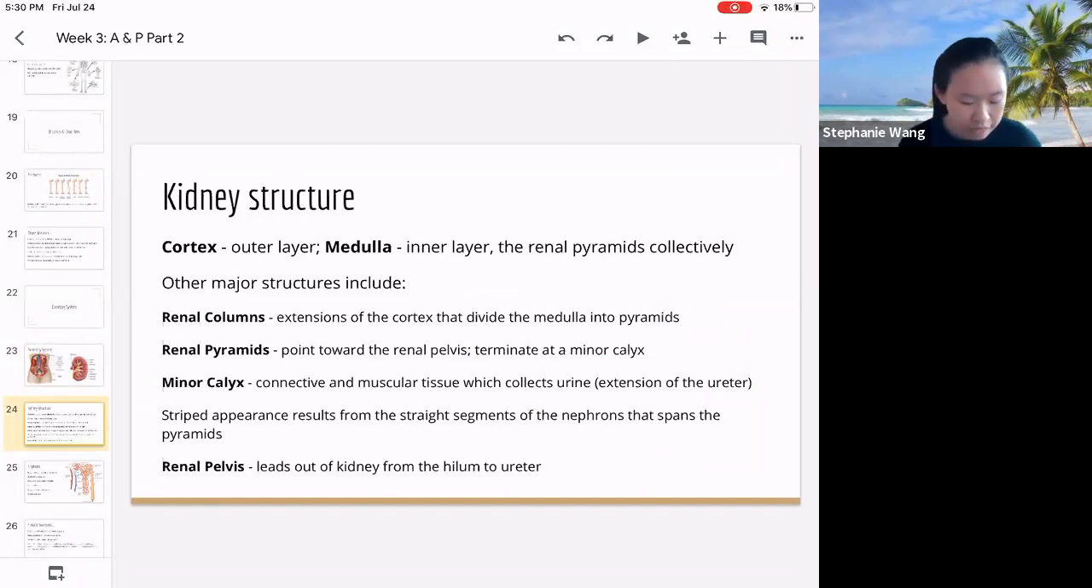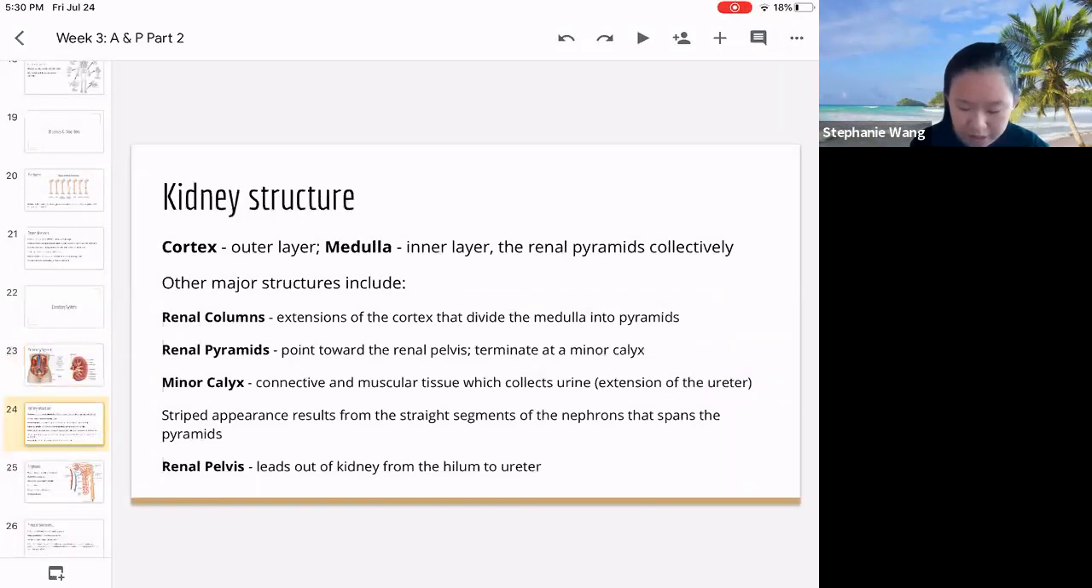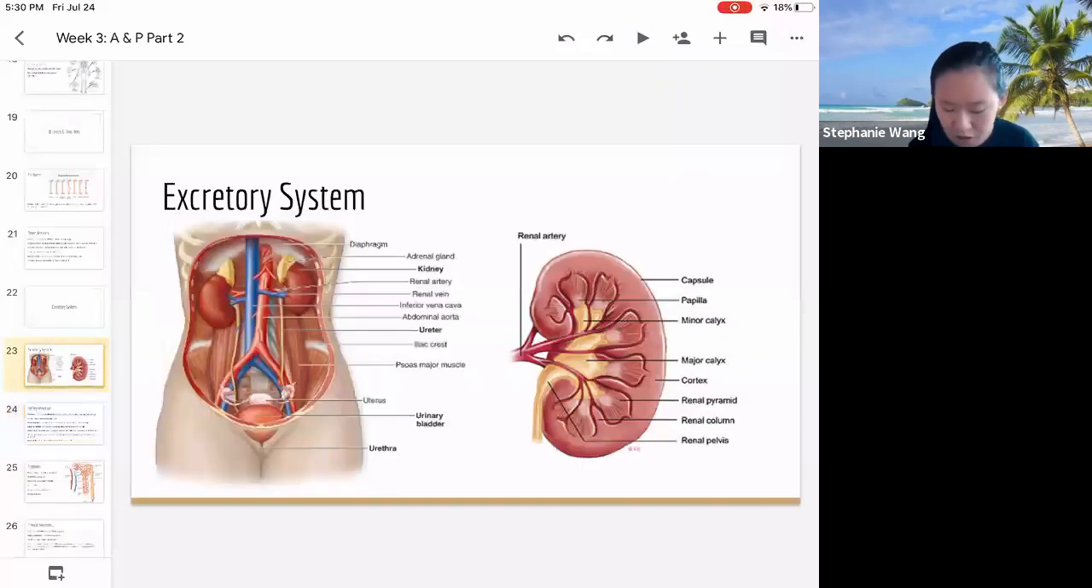As you can see, the cortex is the outer layer, and the medulla is the inner layer. That's the main classification of the kidney. Then there are more specific classifications like the renal columns. The renal columns are the spaces between the renal pyramids. You can see the renal pyramids here. The spaces between those are the columns you can see here.